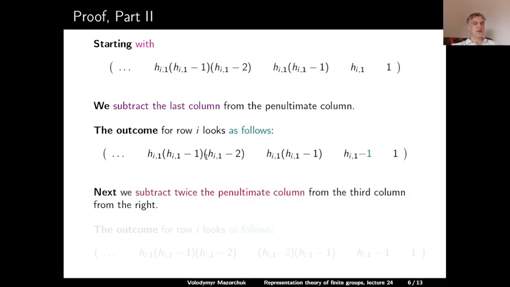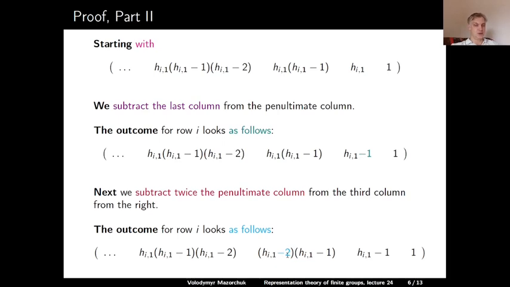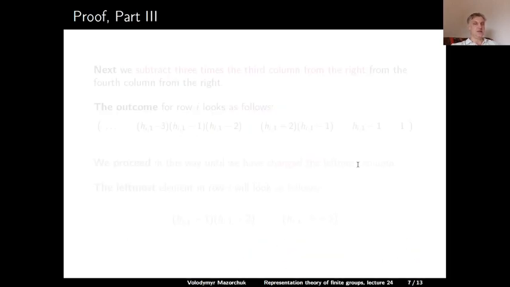The next operation is that we multiply the penultimate column by minus 2 and add it to the third column from the right. So the outcome will be as follows. These are the only changes. If we take minus 2 times (h_i1 minus 1) and add it to h_i1 times (h_i1 minus 1), we will get (h_i1 minus 2) times (h_i1 minus 1), and the rest is the same as before. And we proceed in a similar way.